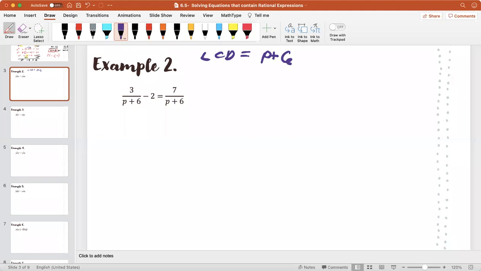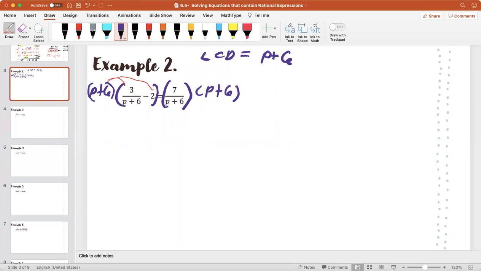Okay. We use that to clear our denominators. So we multiply both sides by p plus 6. That's p plus 6 times p plus 6. By distributive property, we multiply p plus 6 to each of your terms here. Left side, we have 3 over p plus 6 minus 2. So we distribute that p plus 6.